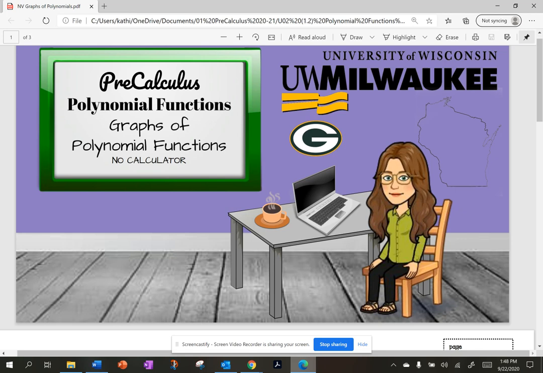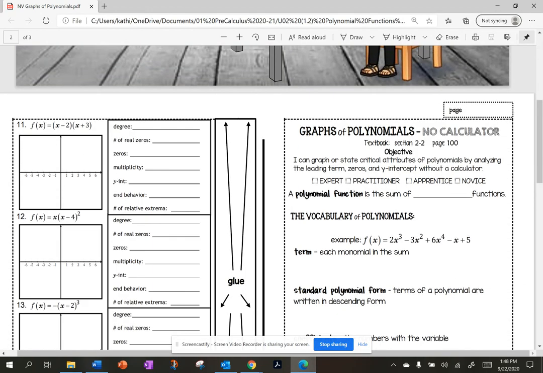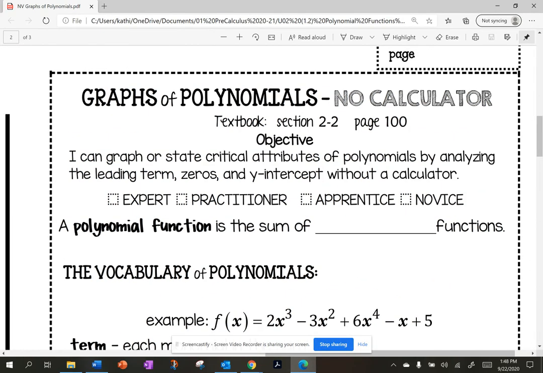Today's lesson is graphs of polynomials, and we will not be using a calculator. So let's review today's learning objective. I can graph or state critical attributes of polynomials by analyzing the leading term, zeros, and y-intercept without a calculator.